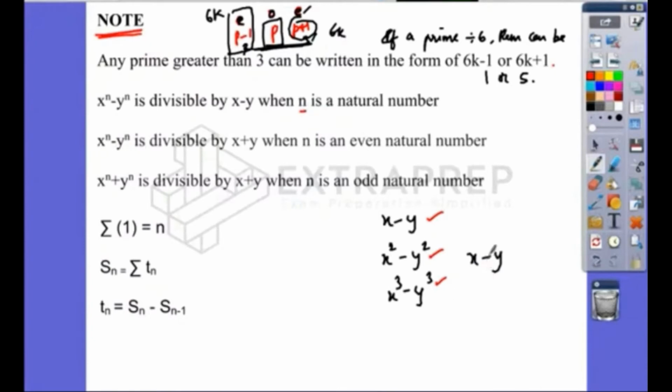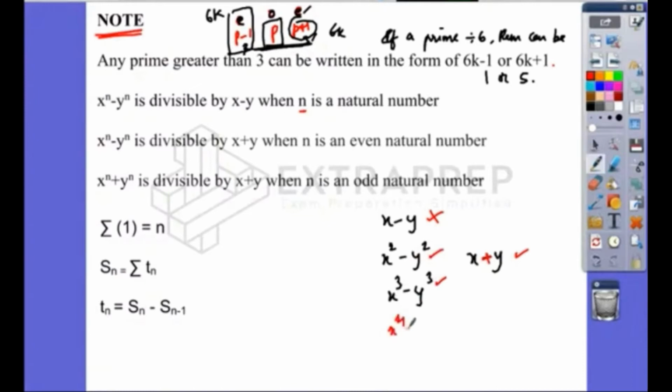Let's talk about x plus y. See, x minus y is not divisible by x plus y. For this, it's not. x square minus y square is divisible by x plus y because this is x minus y into x plus y. x cube minus y cube is not divisible.